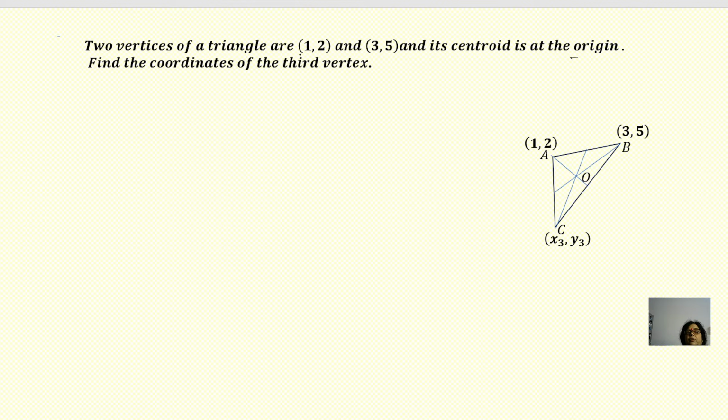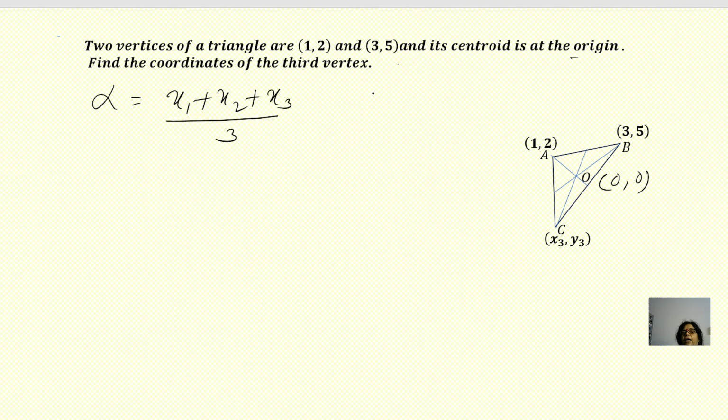Two vertices of a triangle are (1, 2) and (3, 5) and its centroid is at the origin. Find the coordinates of the third vertex. So here the coordinates of the centroid are given as (0, 0). We have to find the third vertex over here. So we'll do the simple application of the formula of the centroid. Alpha is equal to (x1 plus x2 plus x3) by 3 and beta is equal to (y1 plus y2 plus y3) by 3. So now alpha is 0.